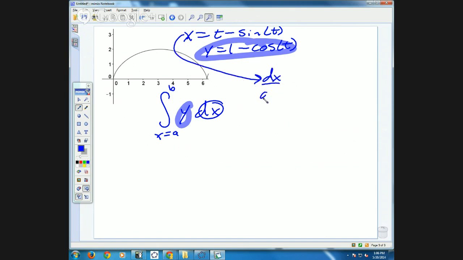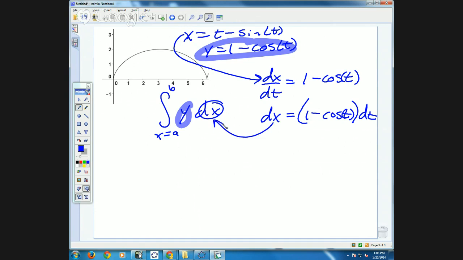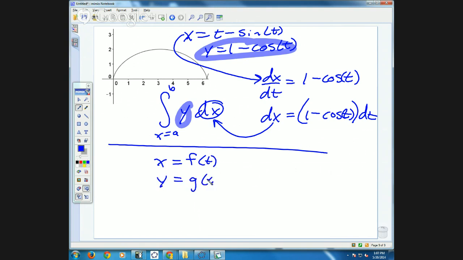According to that, dx/dt is going to be equal to 1 minus the cosine of t. If I put that derivative in differential form, do you remember differential forms? It's going to be dx equals 1 minus cosine of t multiplied by dt. Which I can now substitute in for dx there. Cool. So I just want to make a general note about this whole procedure. In general, we're going to have something like x equals f of t and y equals some function g of t.